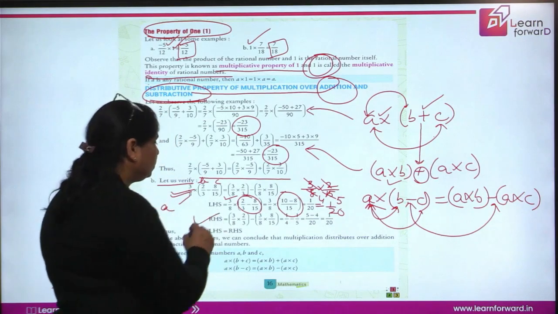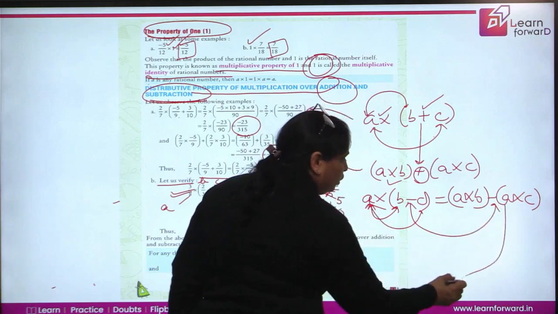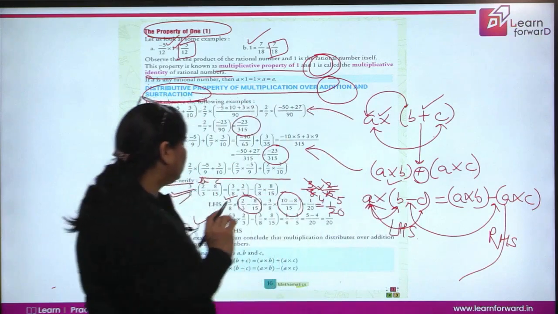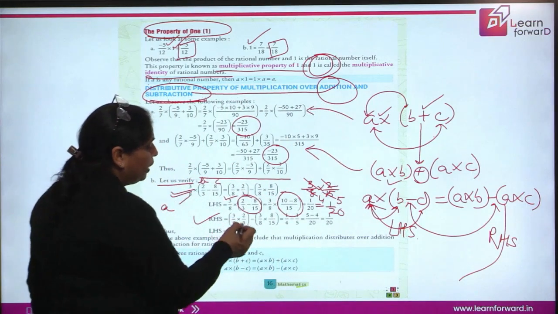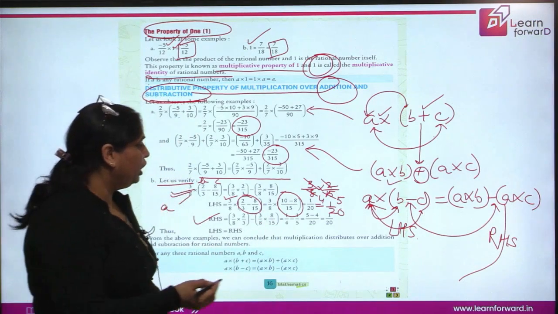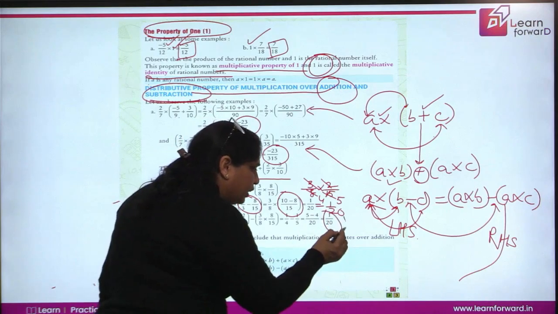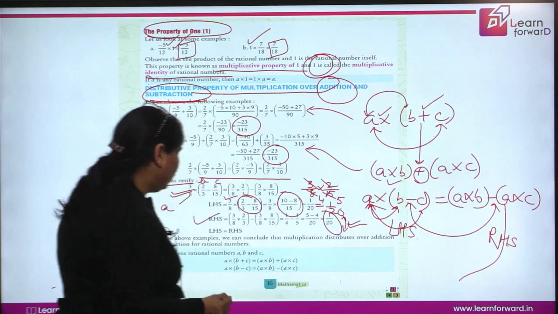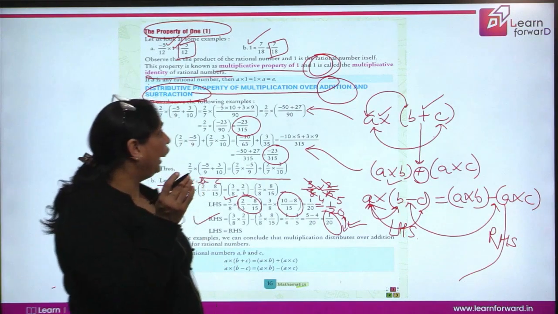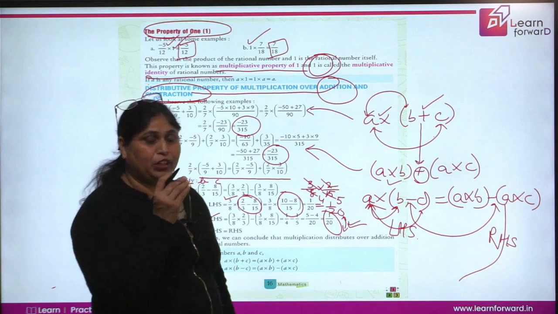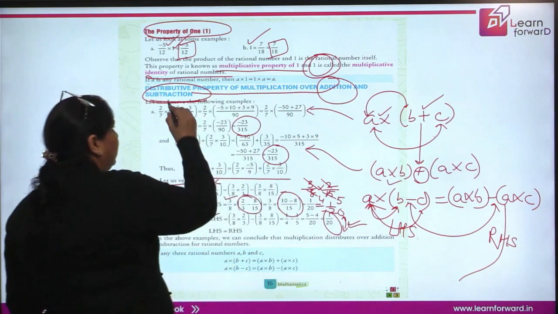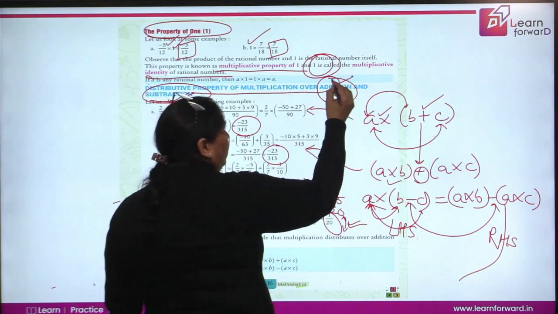For RHS, I am performing this equation. This is my RHS, this is my LHS. So, 3 upon 8 multiplied by 2 upon 3 minus 3 upon 8 into 8 upon 15. Here also I am getting 1 upon 20. So, these two are equal. So, we can say verification that the distributive property of multiplication over subtraction is also holding true, and over addition is also true.